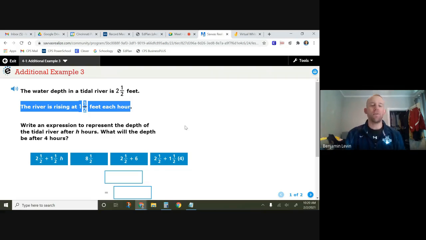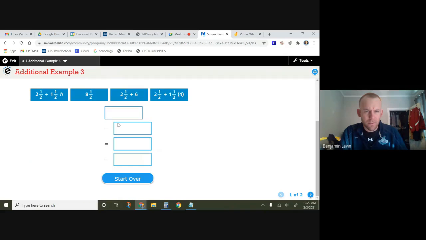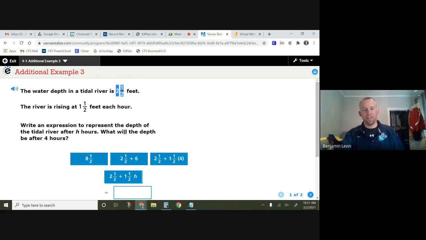So it starts out at 2.5 feet. That's our starting point. That's our constant. That's never going to change. It starts at 2.5 feet. Then it is adding another 1.5 feet of height per hour. So we're going to add 1.5 feet times H, being the number of hours, right? So we're going to pick this one. 2.5 feet is the starting point, and 1.5 feet times the number of hours is the rate at which it's rising. Write an expression for the depth after H hours.